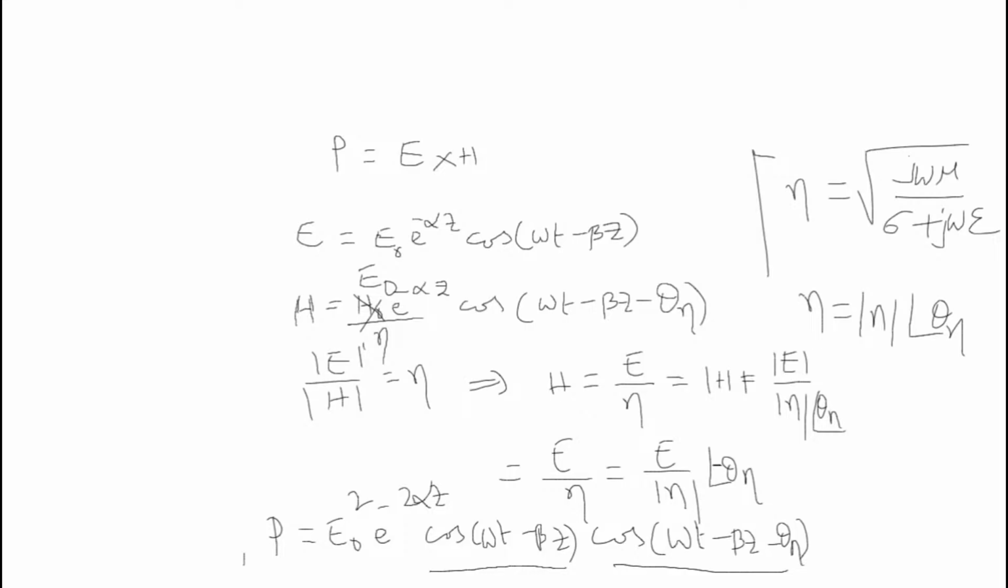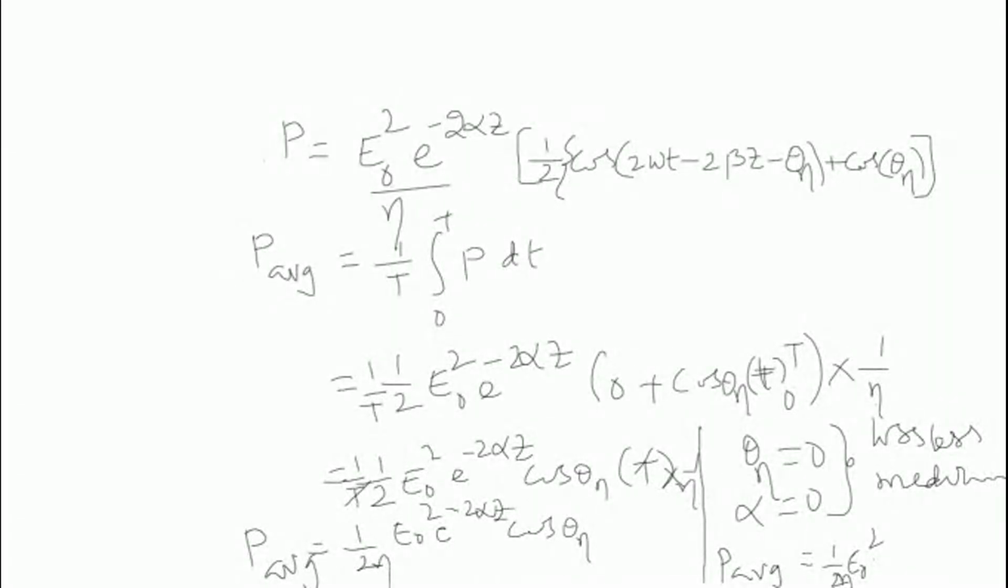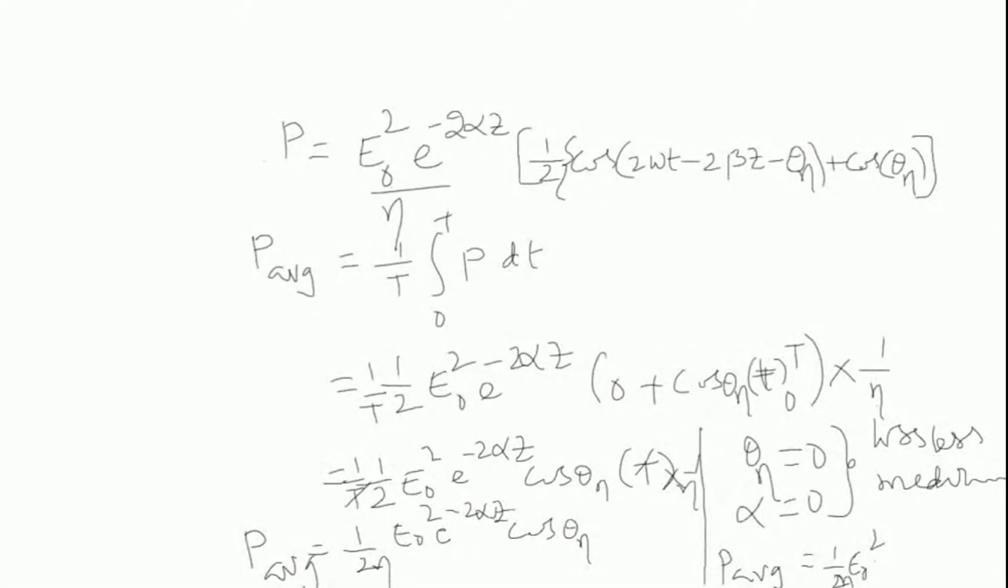If you go to the simplification, we get E naught square, e to the power minus alpha z into e to the power minus alpha z, that is e to the power minus 2 alpha z by mod neta. And cos A cos B can be written as 1 by 2 of cos of A plus B plus cos of A minus B. Omega t gets cancelled, beta z cancels. Here they are added, here they cancel, and the remaining term is cos theta. As it is minus, minus becomes plus.